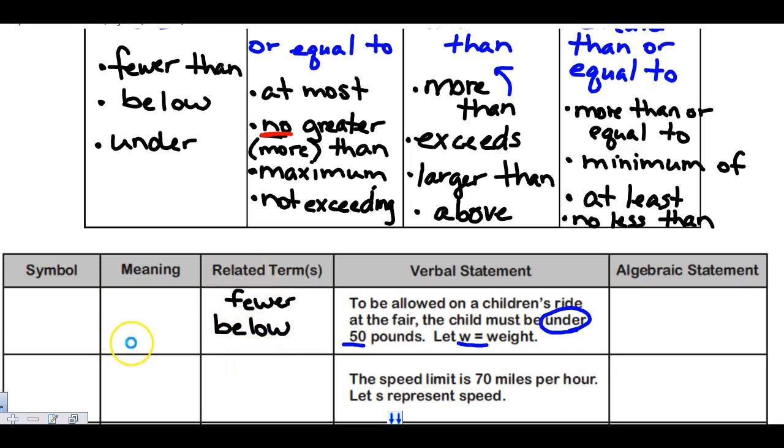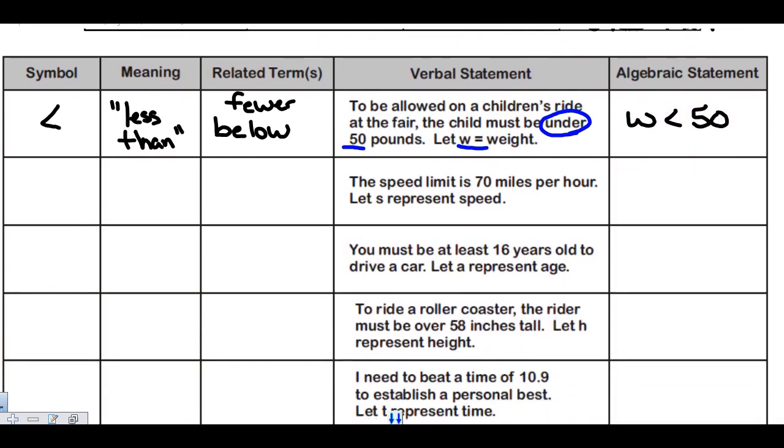So what symbol are we going for here? We're going for this symbol, and that is the less than symbol. So in this chart, we're really working with synonyms of these keywords and how to identify the inequality symbol before we write this statement. Okay, so now the child's weight must be under 50 pounds. We need to write it the way we read it. The weight is under, which means less than 50 pounds. So W is less than 50, and that's how you would write it. Let's go on to the next one.